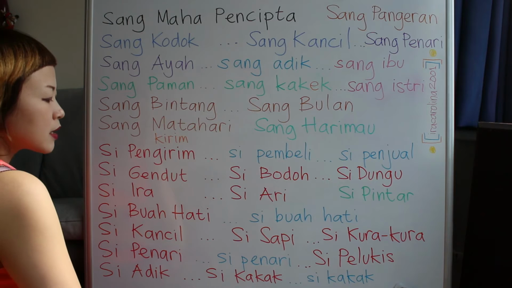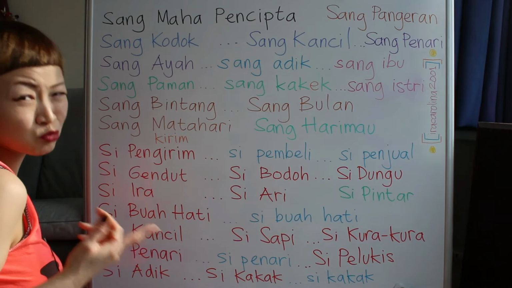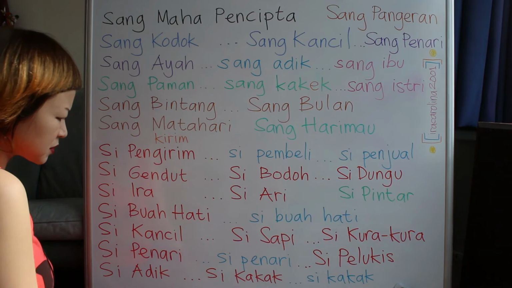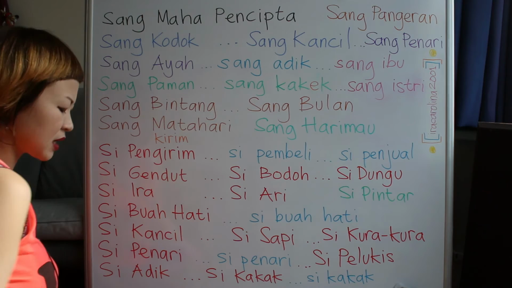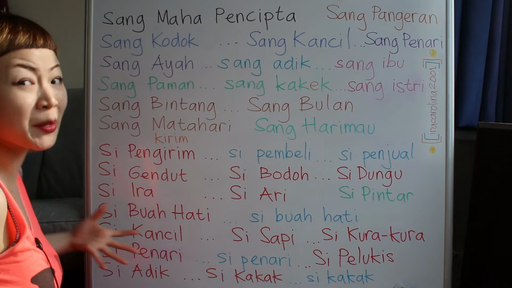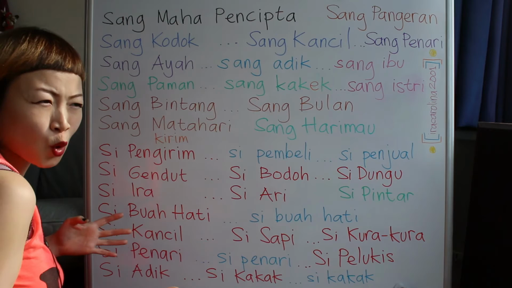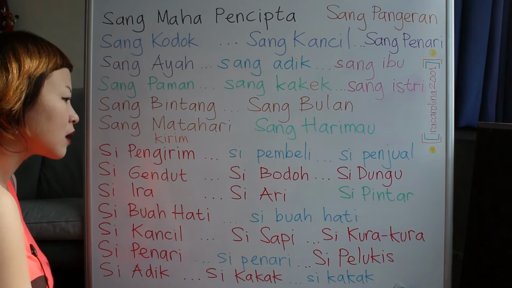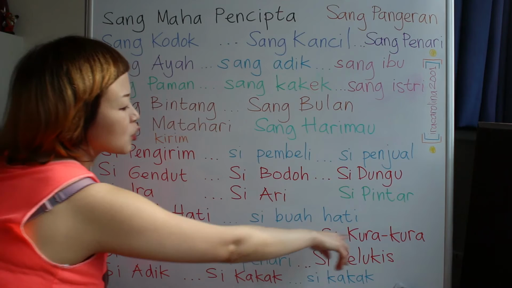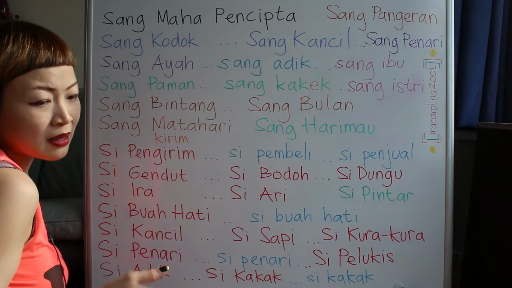And sometimes this can also become a bullying one, like if the person is big, sometimes the person is called the cow, si sapi. Let's say Ira si sapi, Ira the cow, because I'm big. Or if someone is really slow, like loading brain or something like that, the slow one is also sometimes called si kura-kura, the turtle. If I'm slow, Ira si kura-kura, Ira the turtle.